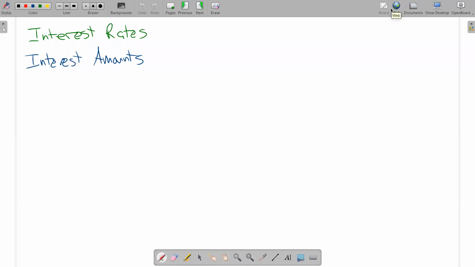Let's look at interest rates versus interest amounts. When someone uses the word interest, they could be referring to a rate, or they could be referring to an amount that's paid in or out. A rate, something like 3%, usually we say R for rate.